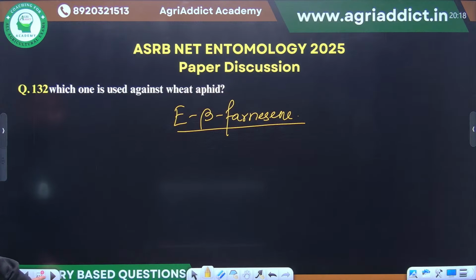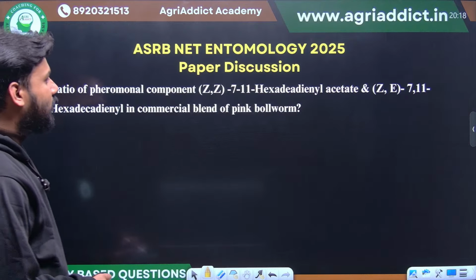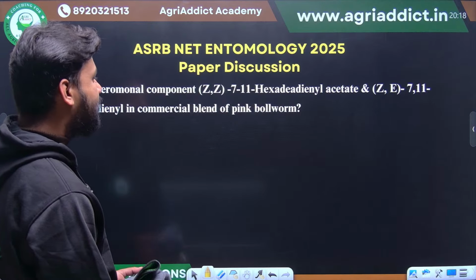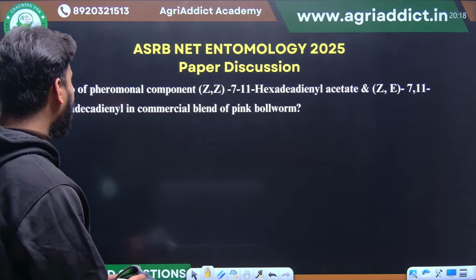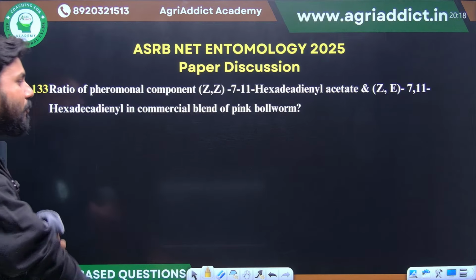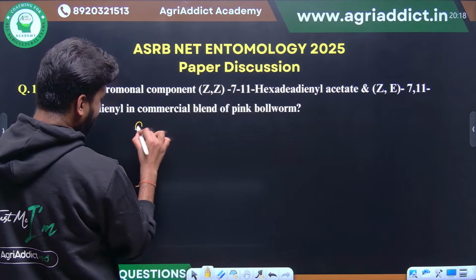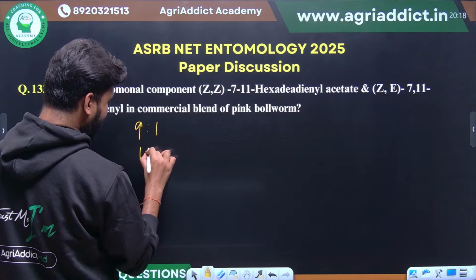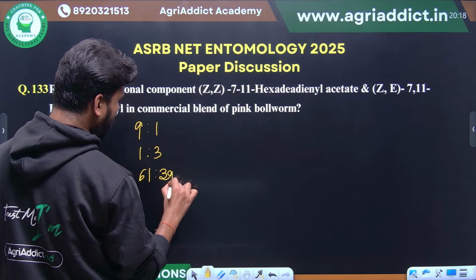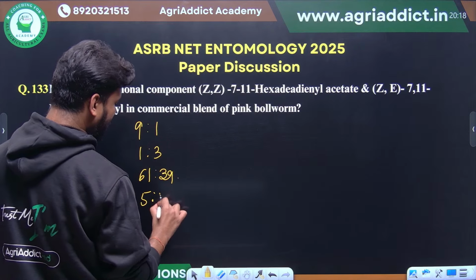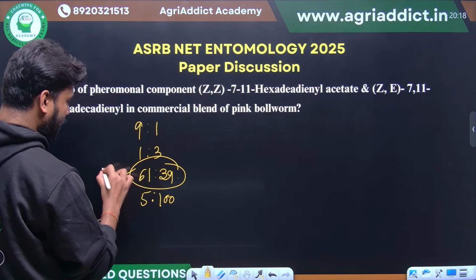Next question is, the ratio of pheromonal components, that is ZZ-7,11-hexadecadienyl acetate and ZE-7,11-hexadecadienyl acetate, in the commercial blend of pink bollworm. So the options were like 9:1, 1:3, 61:39, and something like 5:100. The correct answer will be 61:39.